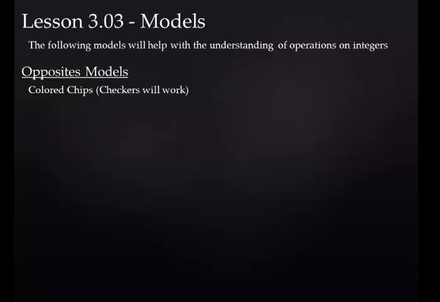You can either draw them. You could use two different colors of dried beans. Cut up squares of two different colors of pieces of paper, things like that. We have two colors. You assign one color to be negative and the other to be positive. So I'll say that the white is positive and the red is negative.